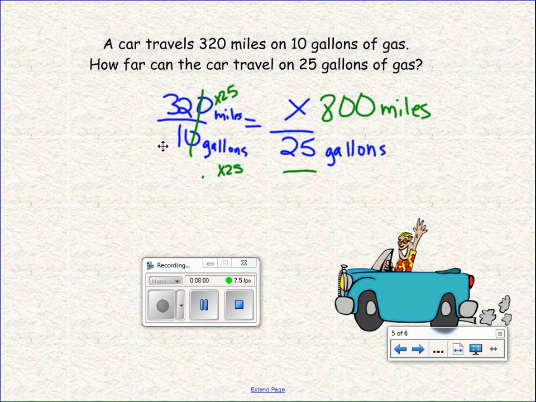Now, before you go and consider yourself done, you need to go back and make sure that that makes sense. If I can go 320 miles in 10 gallons, does 800 miles in 25 gallons seem reasonable? Yes, it does. So your answer makes sense. If your answer is 850,000 miles, no, it doesn't make sense. You need to go back and check it.